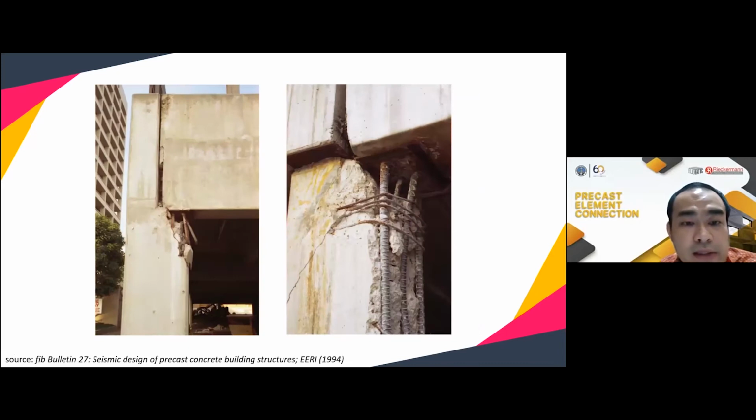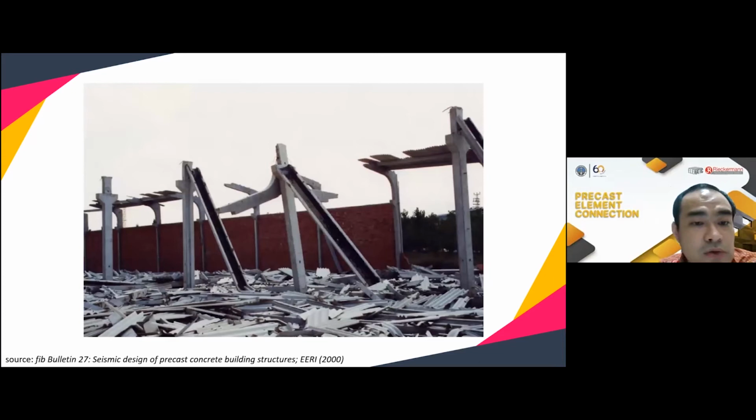Second, we can also see some damage in this connection: the concrete crushed and some of the concrete spalled here. And here is another example of a roof system that collapsed because of the failure of the connection. As we can see, the connection failed and thus the roof system collapsed.